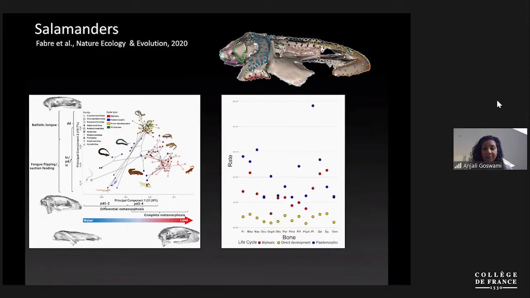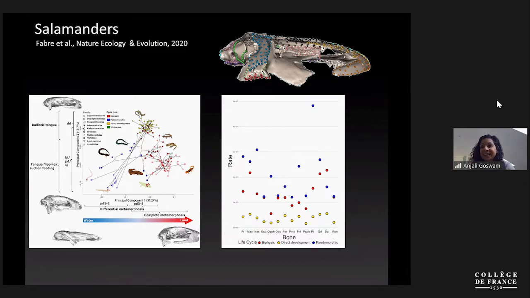So when we reconstruct the pattern of the rate of evolution across the skull, we see that those metamorphic forms, the paedomorphic forms, evolve much, much faster and with much more diversity of forms compared to the direct developing forms. So in this case, it does seem that metamorphosis really impacts how quickly you evolve compared to if you lose that. And they are ancestrally metamorphic. So losing their metamorphic stage actually really limits their evolution, which is quite interesting.